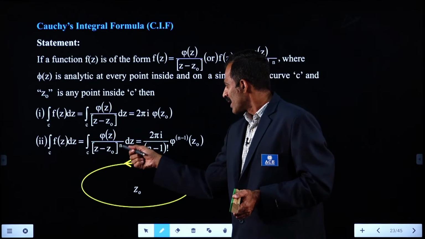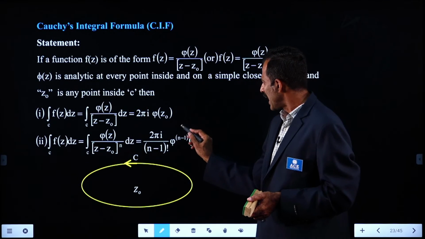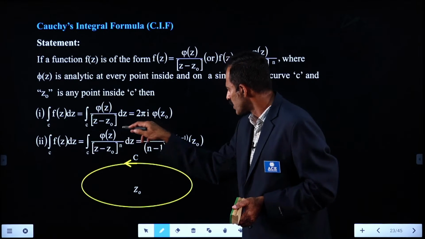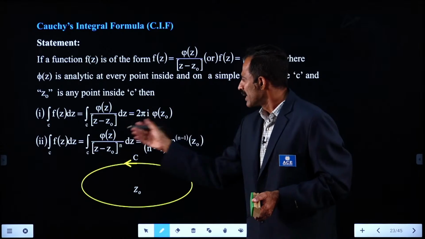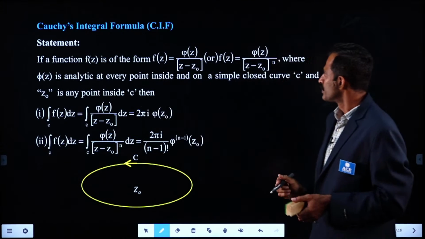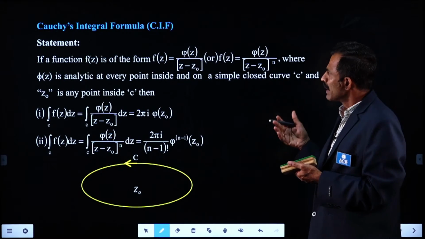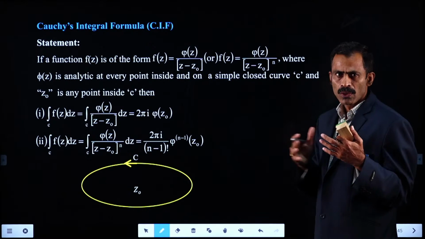Suppose we have power n, then the integral is 2 pi i by (n minus 1) factorial into the (n minus 1)th order derivative of this function at the point z0. This is the value of this integral. So these two theorems, Cauchy's theorem and Cauchy's integral formula, are applicable for evaluation of the integral along closed curves.